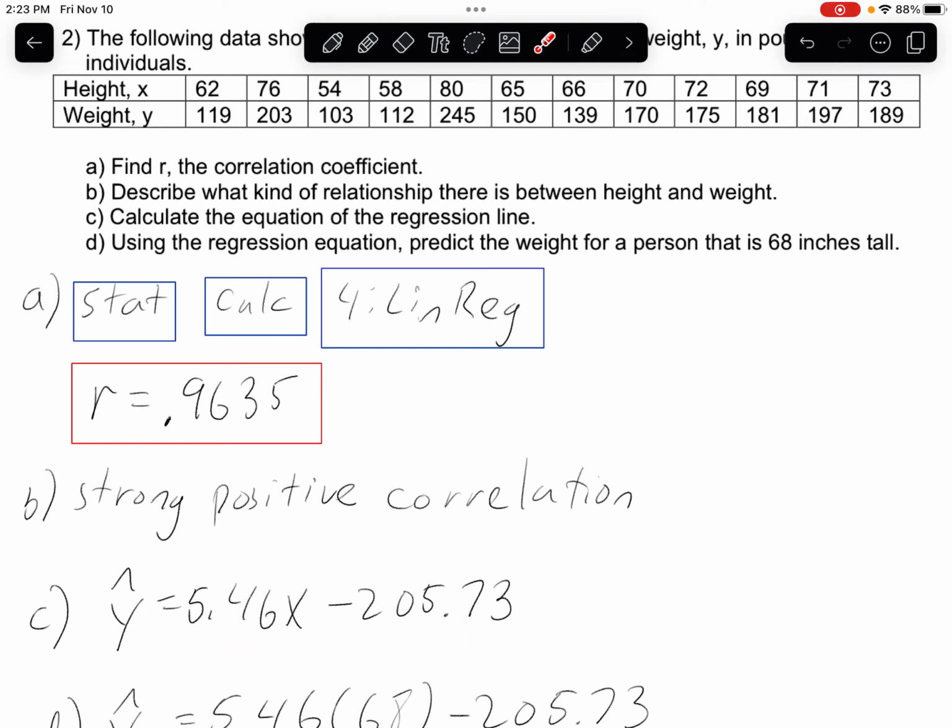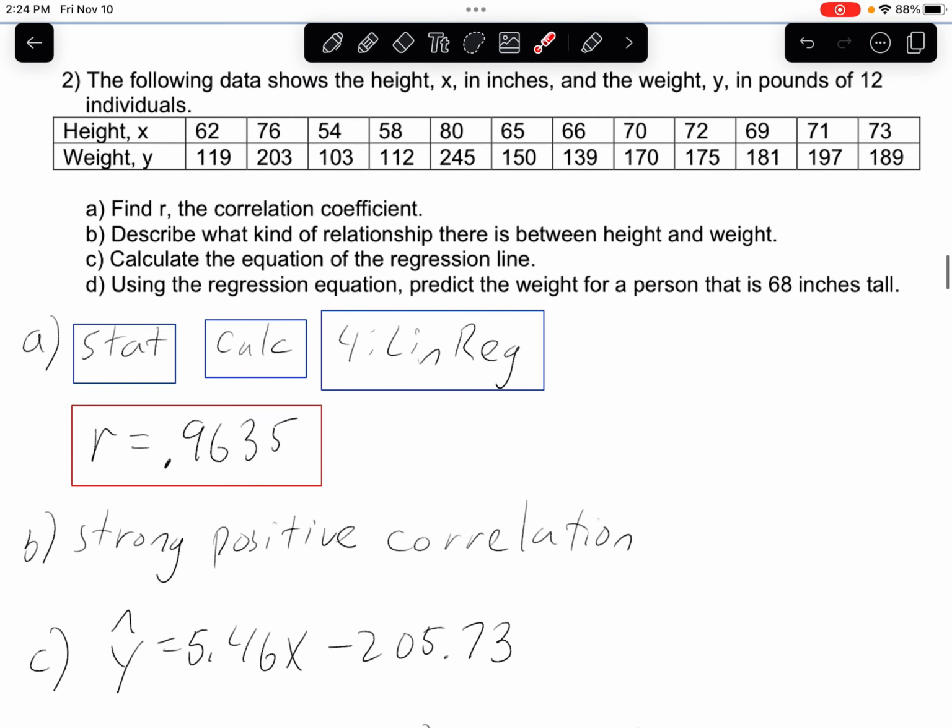We're going to use this regression equation to predict the weight of a person that is 68 inches tall. Again, this is based on the data given to us. We can see that the heights we have are 62, 65, 66, 69. We don't actually have a data value where x is equal to 68. That's what the prediction is for.